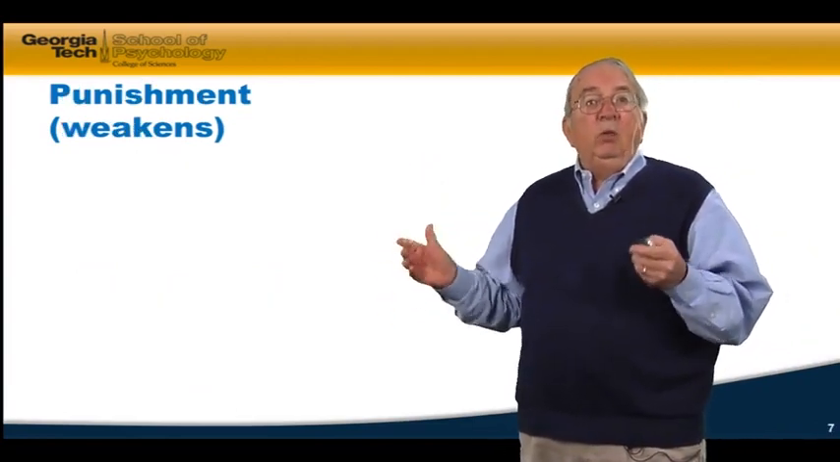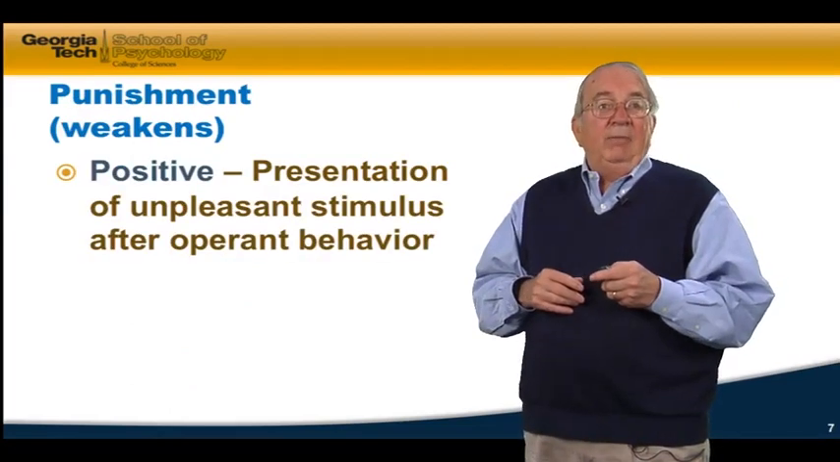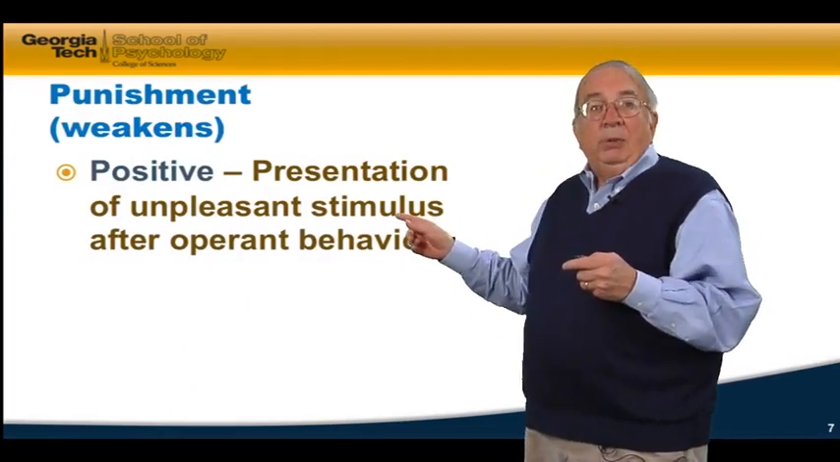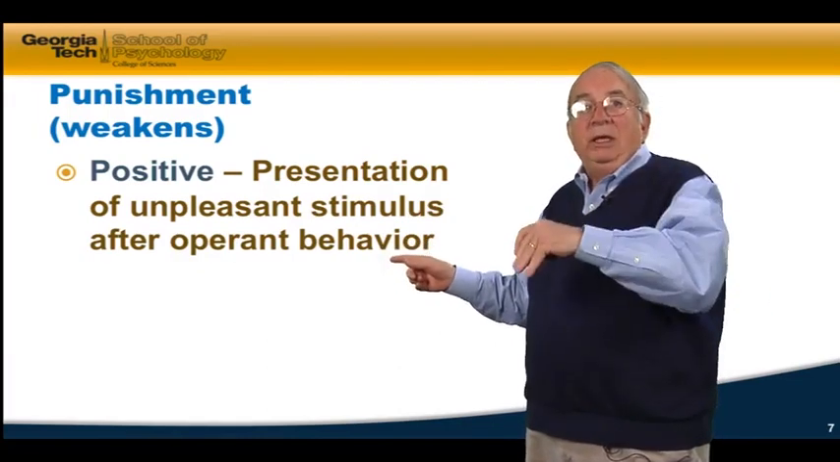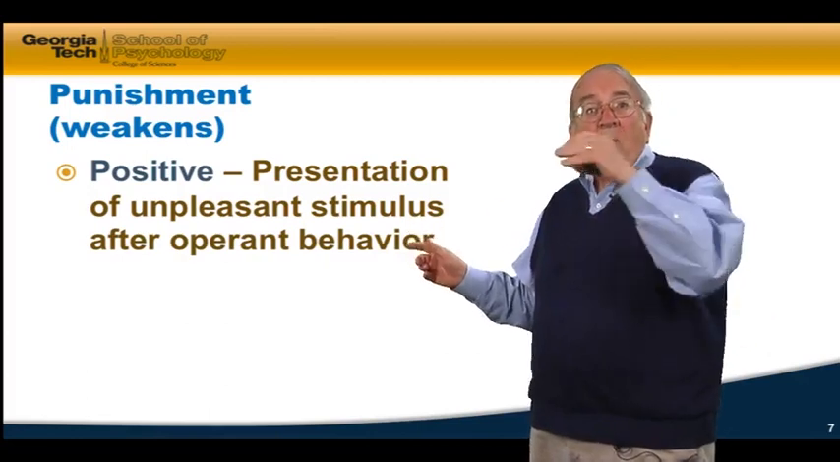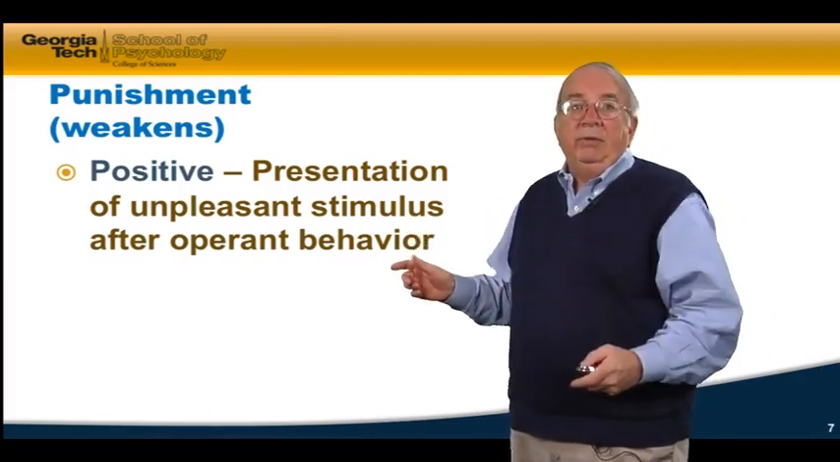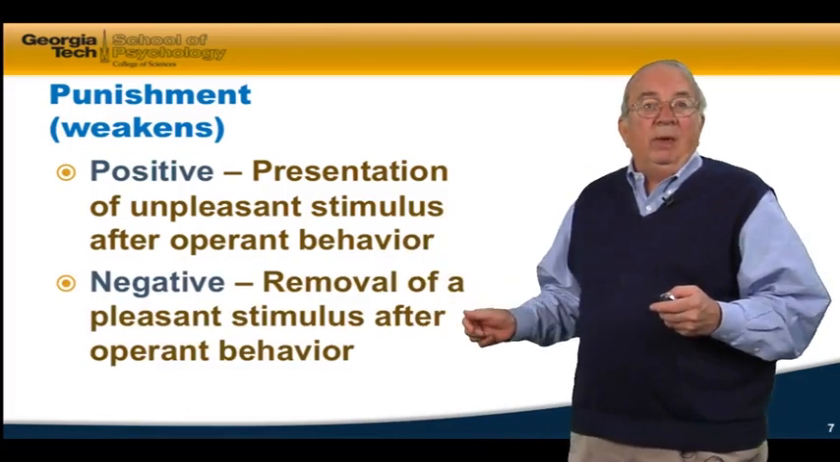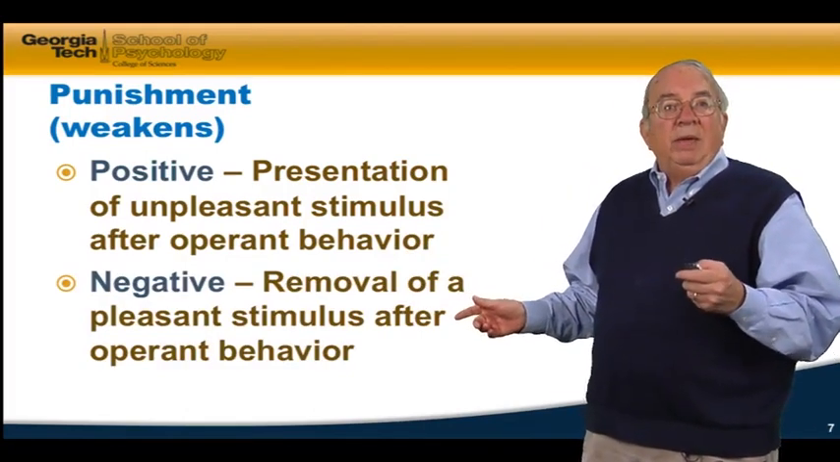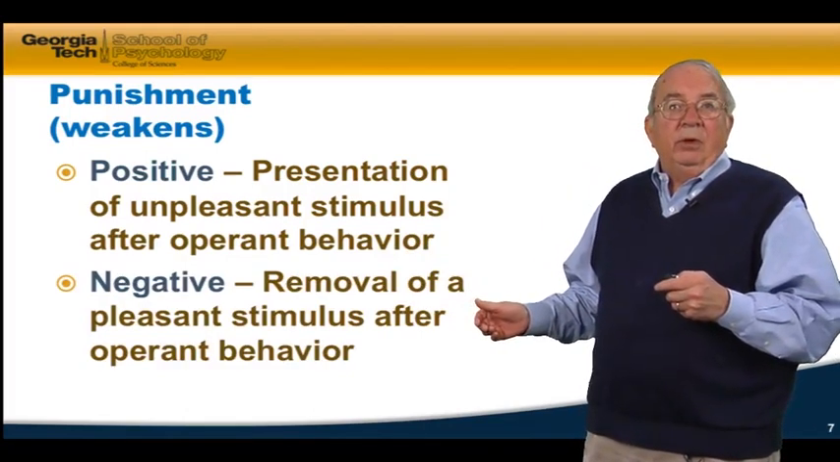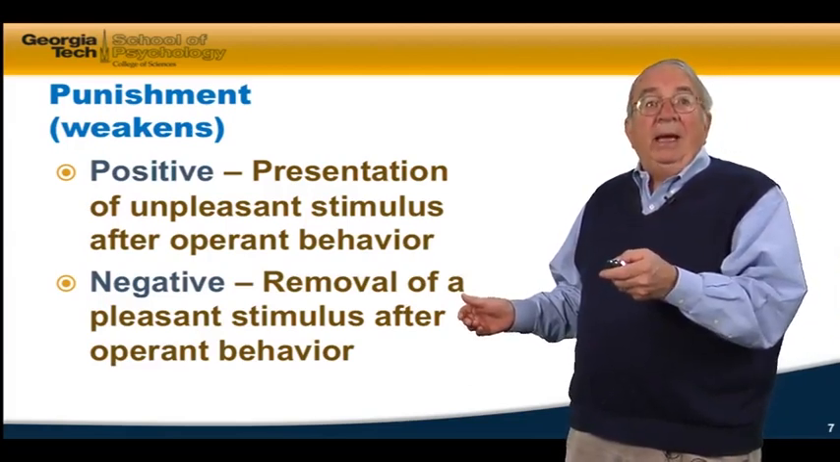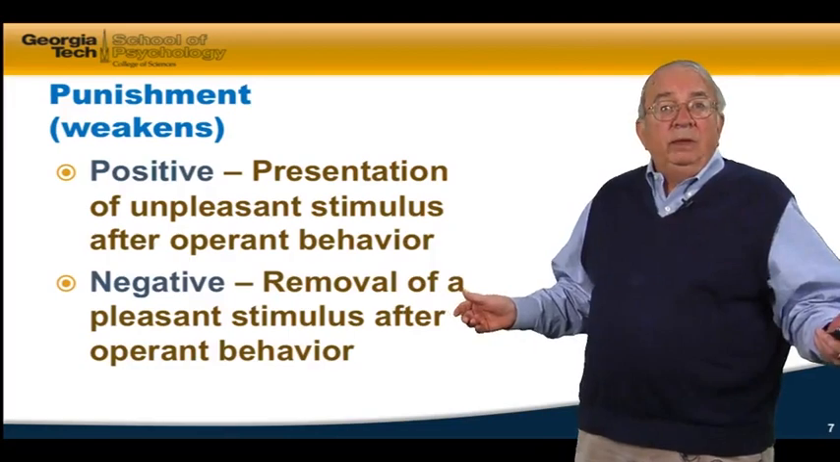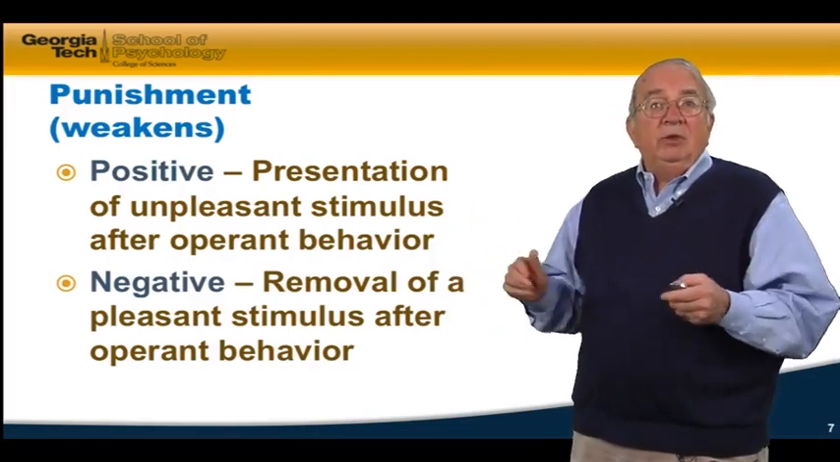I can also use punishment that weakens the behavior. And I can have positive punishment, which is the presentation of an unpleasant stimulus after the operant behavior occurs. So if I press the lever and now I'm shocked, then it's going to weaken the behavior of pressing the lever. And I can also have negative punishment, where I remove a pleasant stimulus after the operant behavior occurs. So if I'm receiving a pleasant stimulus and now it's removed after I engage in the behavior, then that behavior is going to be weakened.